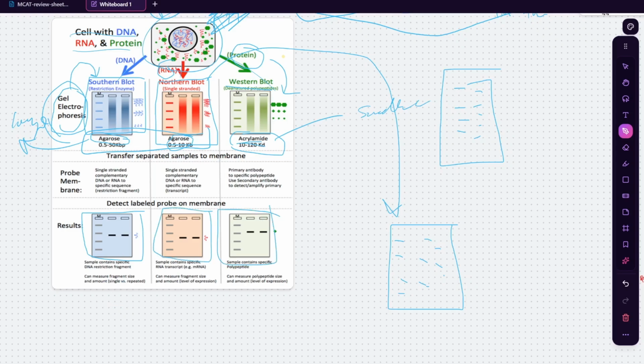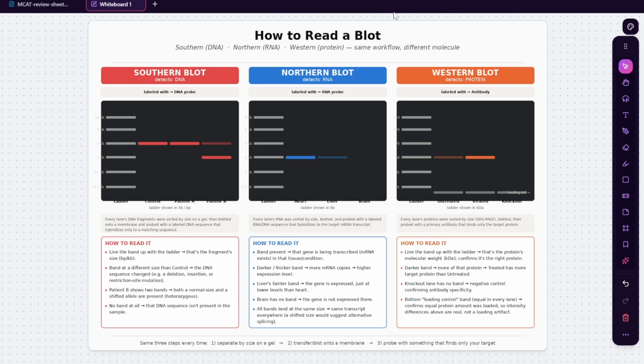Okay. Alright, so we're going to go over how to read a blot. Because this is generated by an AI, not everything is going to be 100% accurate. I'm going to go over exactly the basic idea of what you should actually take from it.